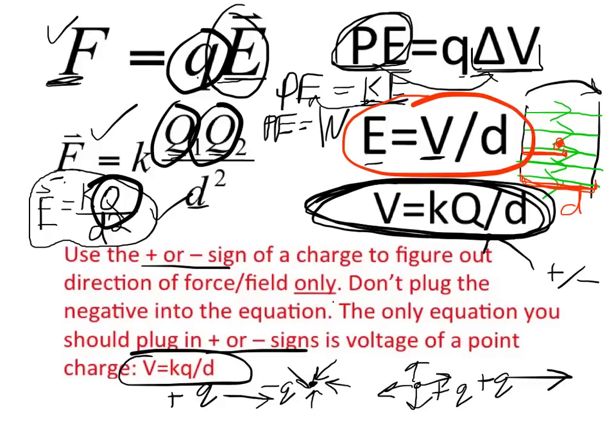The thing I most worry about is people not paying attention to what questions ask. If a question asks for a force, you'll use one of these two equations. If it asks for a field, you'll use E equals KQ over D squared, or maybe if they gave you the force and the charge, you would use F equals QE. If it asks for a potential, you've got to figure out one of the equations with potential in it.